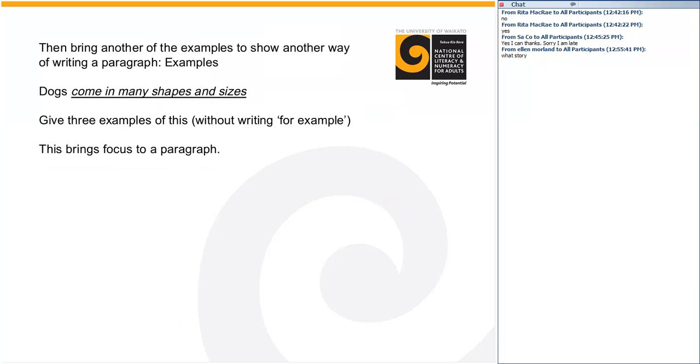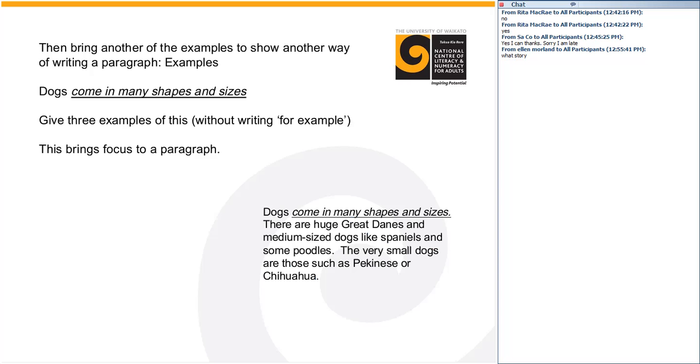All right, so then you could bring another of the examples we had in that list of topic and controlling focuses to show another way of writing a paragraph, and I call it the examples way of writing a paragraph. You'll find that different topics and different controlling focuses kind of lend themselves to the different ways of writing a paragraph, and they can be mixed and matched as well. And, but let's just do a pure example one here.